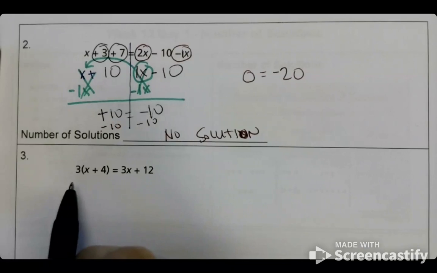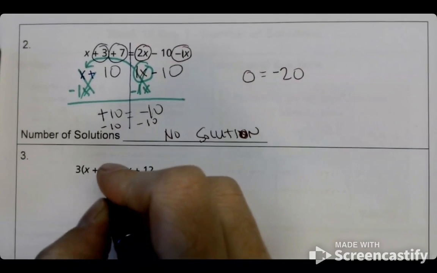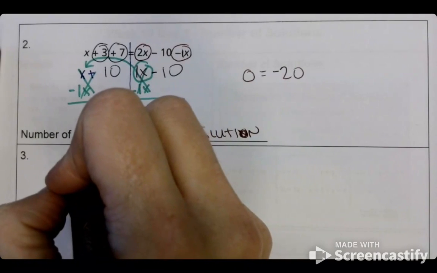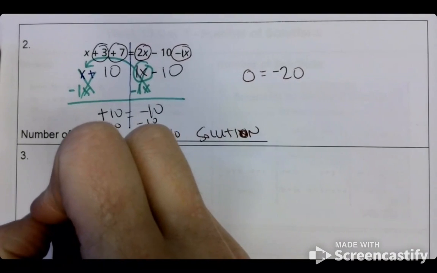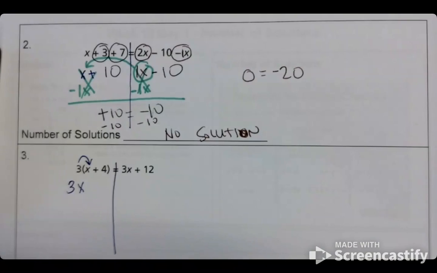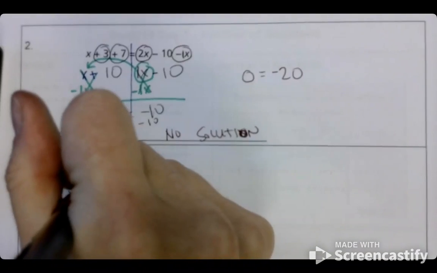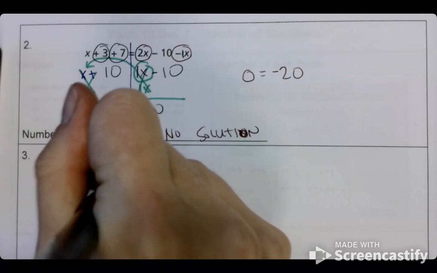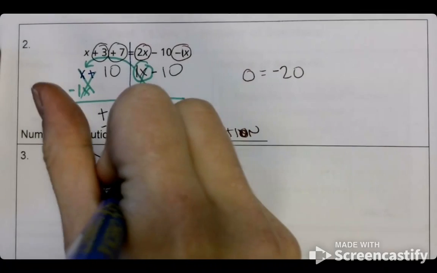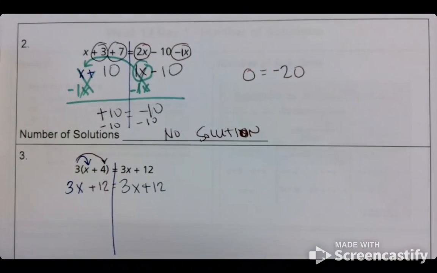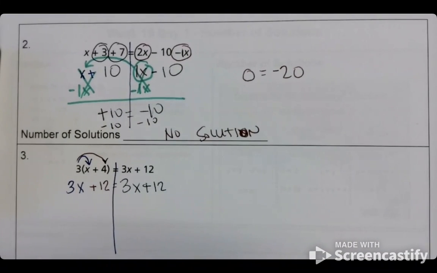For 3, what do we do when we have a number outside of parentheses? Distribute. Good. So 3 times x is 3x. 3 times 4 is 12. And then everything on the other side gets brought down. Nothing I can do on the other side yet. So what I want you to do now is solve that. We did this last week, so you should have no problem solving that.